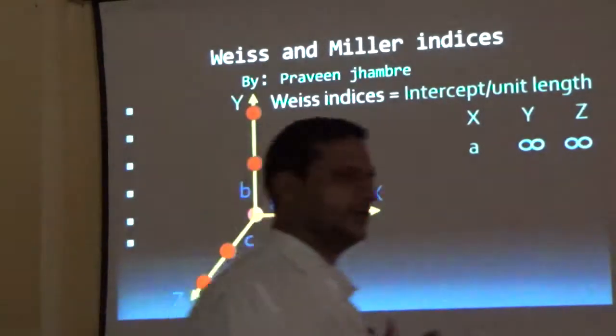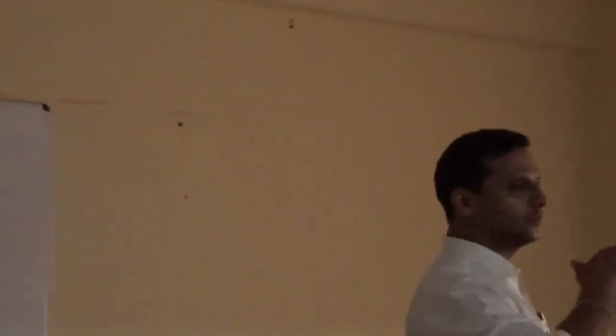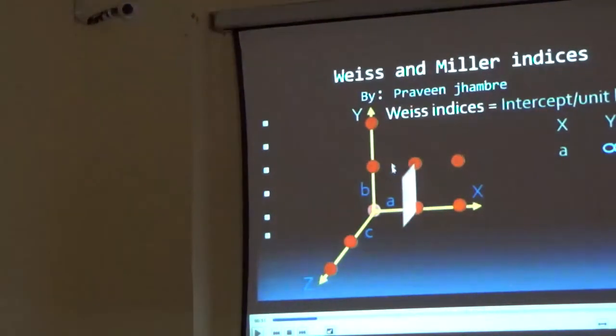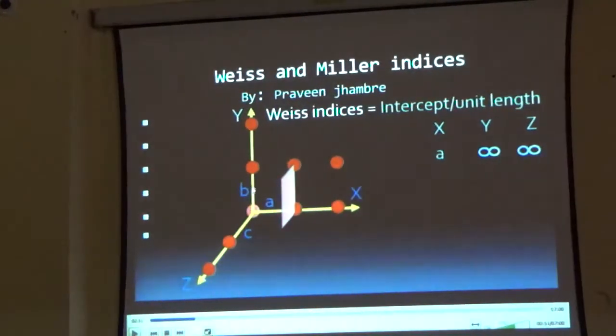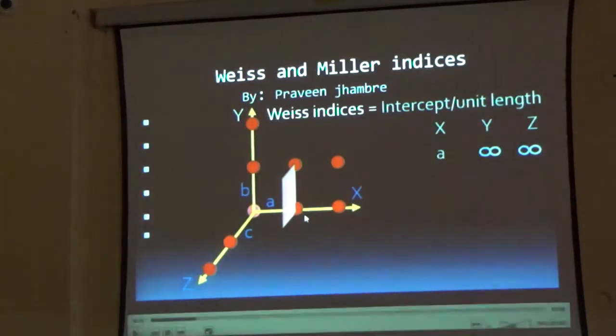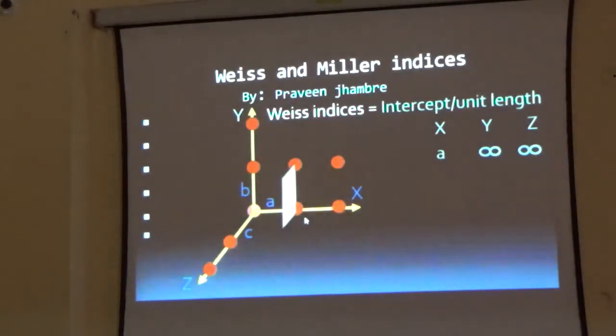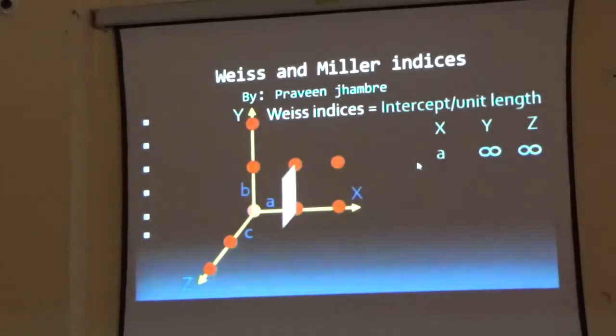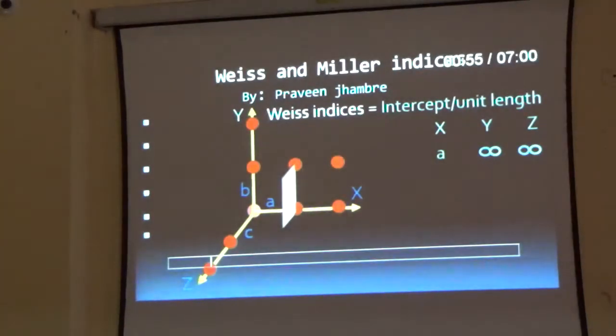do you know the meaning of intercept? It means where this plane cuts the x-axis, where the y-axis, and where the z-axis. So this is a plane which is parallel to the y-axis and parallel to the z-axis also, and intercepts the x-axis only. So there is no intercept on y and z. So simply we can put the value of y as infinity and z as infinity. There is no intersection.